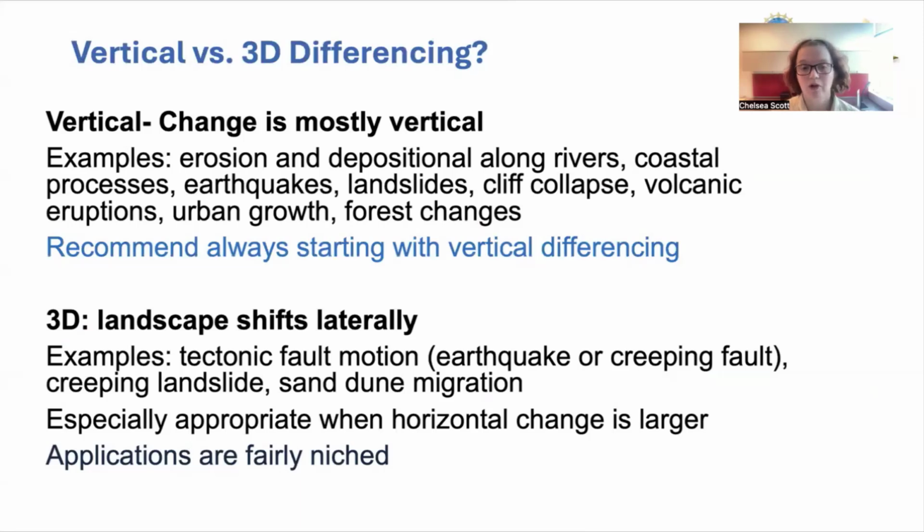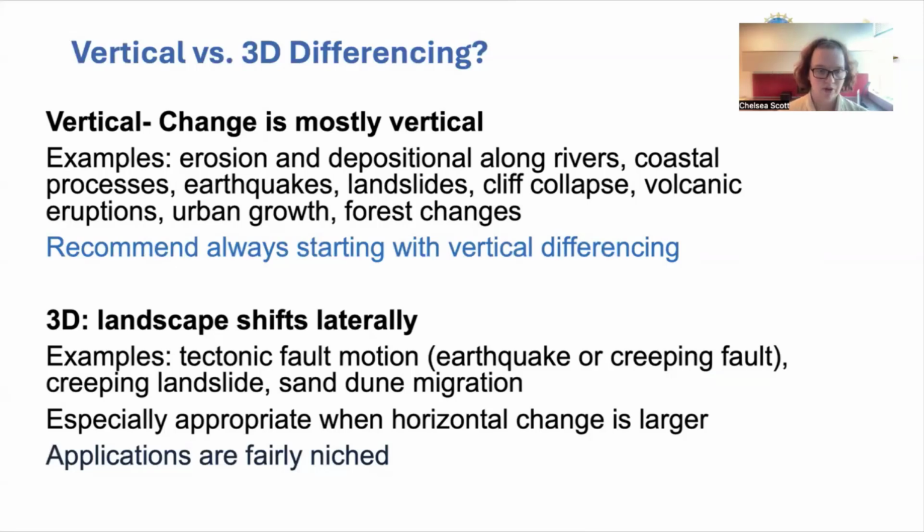But I actually recommend always starting with vertical differencing because this gives you an opportunity to really look at and better understand the error in the differencing results. And 3D differencing applies when the landscape shifts laterally. For example, tectonic fault motion, largely from a strike-slip fault, a creeping landslide, or sand dune migration. 3D differencing applies more when there is larger horizontal change.